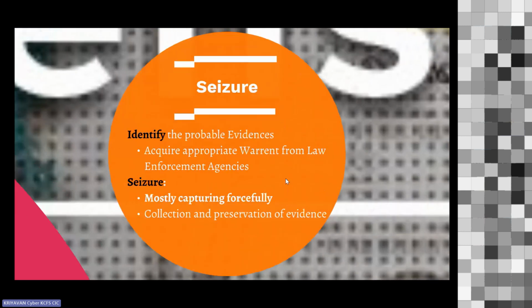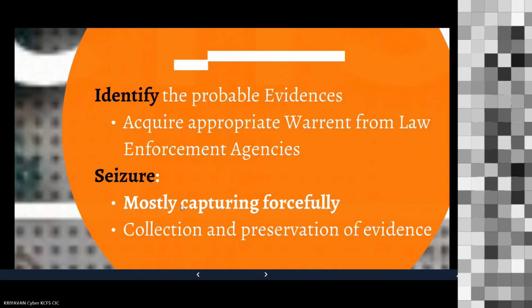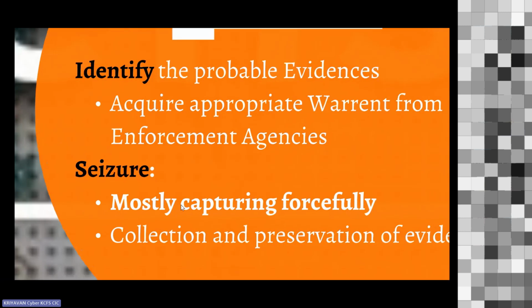The first thing is called seizure. Seizure means going to the crime scene, identifying the evidence, and seizing the evidence. What does that mean? If someone has taken a photo, their mobile has to be produced in a court of law. Will they say, take my mobile, arrest me? No, they won't give the device. In legal terms, that is called seizure. Seizing means capturing or getting it from someone forcefully.